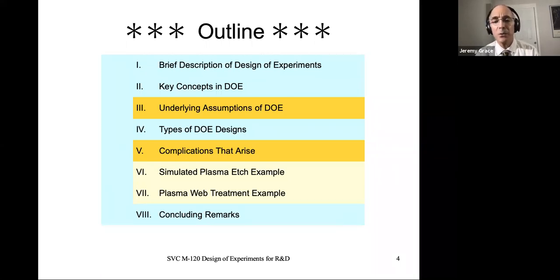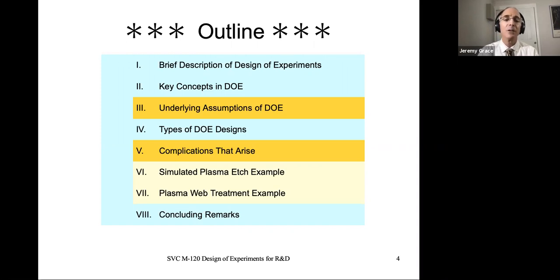So there is a full day course offered through the SVC at the TechCon and on site. I am definitely willing to travel to deliver this course. And the full day course covers each of these topics in much greater detail. So the description, for instance, of design of experiments is not brief, but today it's going to be extremely brief.